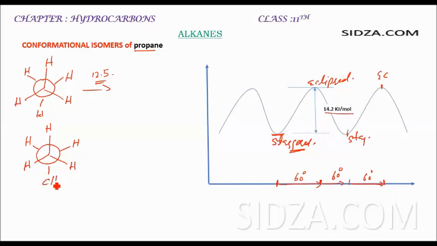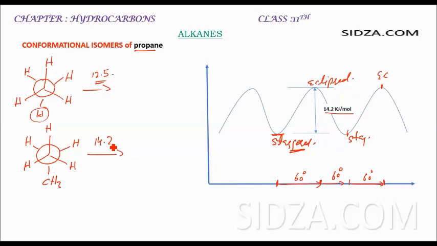Why is it so? Because we are replacing a hydrogen, which is a little bit lighter, with the methyl, which is a bulky group. So because of the attachment of one bulky group, the energy requirement is slightly more. From 12.5, now we need 14.2 to convert it into the eclipsed state. So there is some energy difference, right? In propane, the energy difference is more than in ethane.